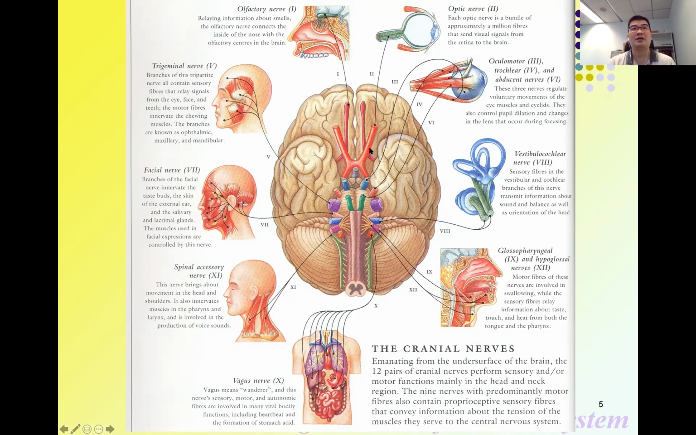Now for the optic nerve, that one goes all the way to behind the eye. It gets the signal from the eye, the retina, and you can see that it will merge and then go back to, if you still remember the introduction, the optical part.